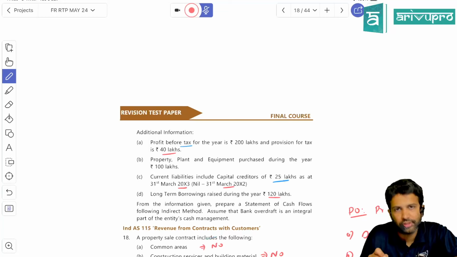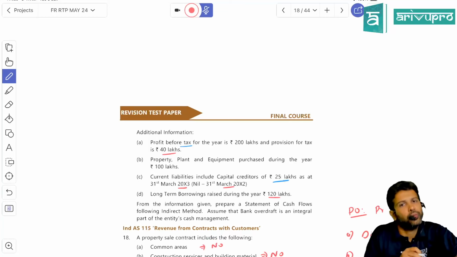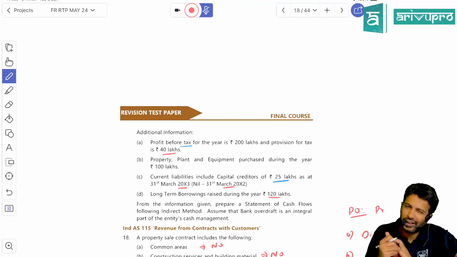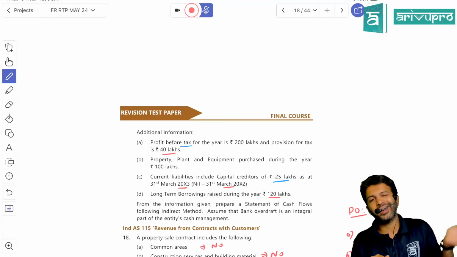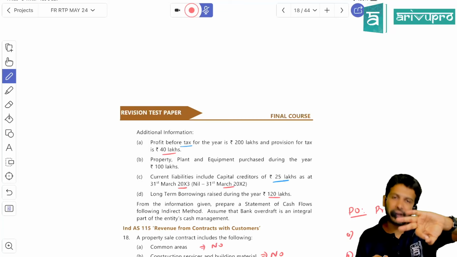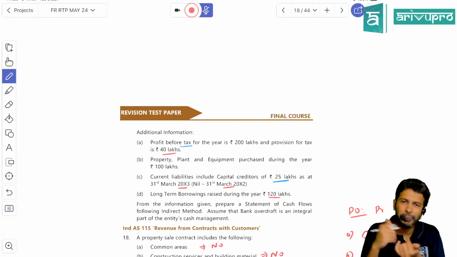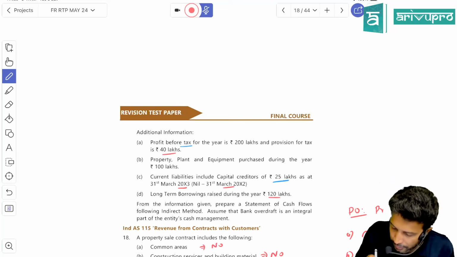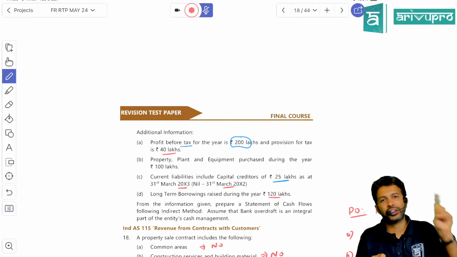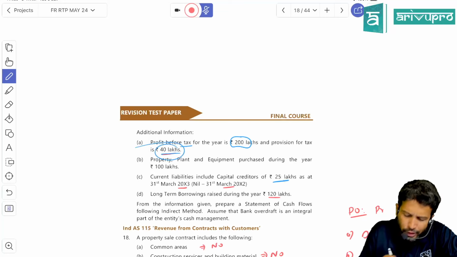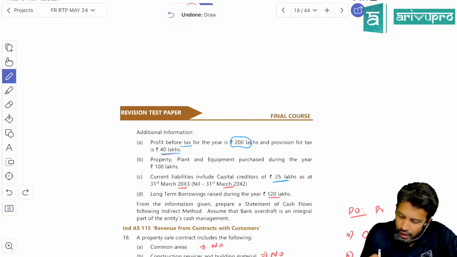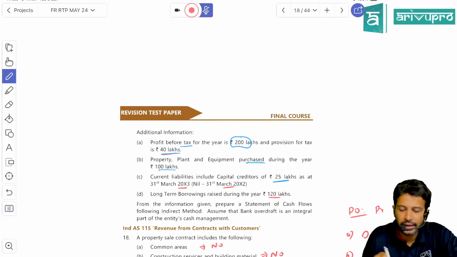Profit before tax. Normally under operating cash flow, we use the indirect method. Usually under the indirect method, the starting point is PBT. It could be PAT also, but the preference is profit before tax. That profit before tax is given to us in the question as 200 lakhs. Provision for tax is 40. We'll see that later. PP has been purchased for 100 lakh.